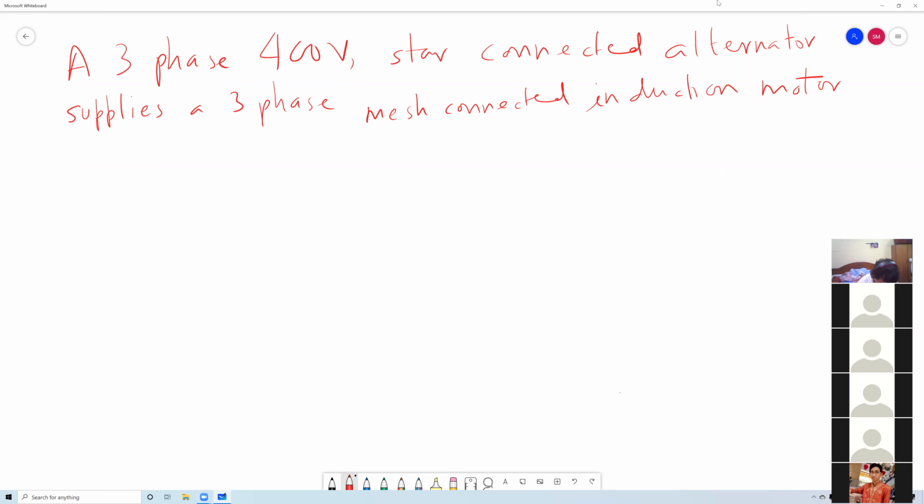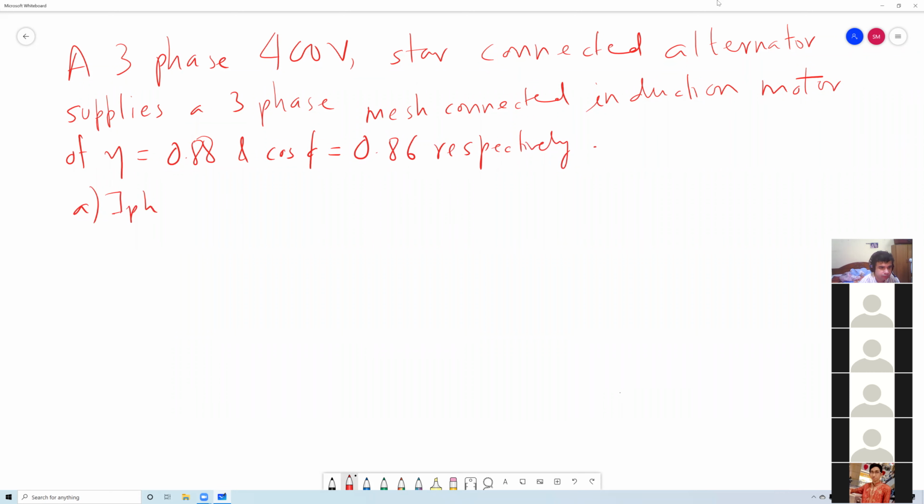Induction motor of efficiency and power factor of 0.88 and 0.86 respectively. Okay. So now find a current I phase. B: I phase for load. Second is I phase for source, which means that generator.